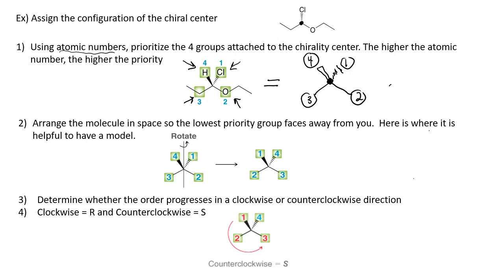Now, step 2 is that we need to make sure that our lowest priority group is actually in a dashed position. So we'll rotate this molecule around this axis so that the number 4 position is in the back. Step 3 is we're going to count around and determine if we're going clockwise or counterclockwise. Remember, we're counting 1, 2, 3, and back to 1. So this is counterclockwise. That makes this configuration for this chiral center an S configuration.